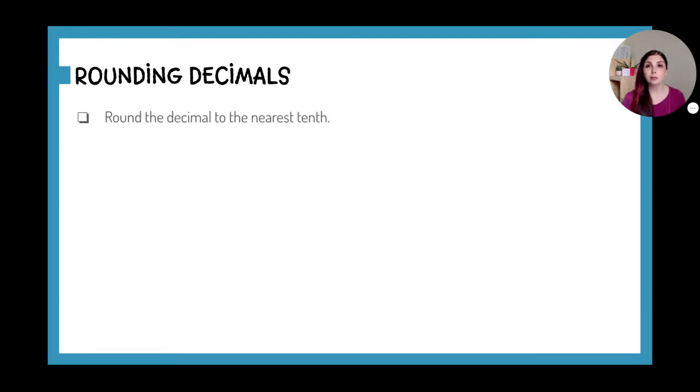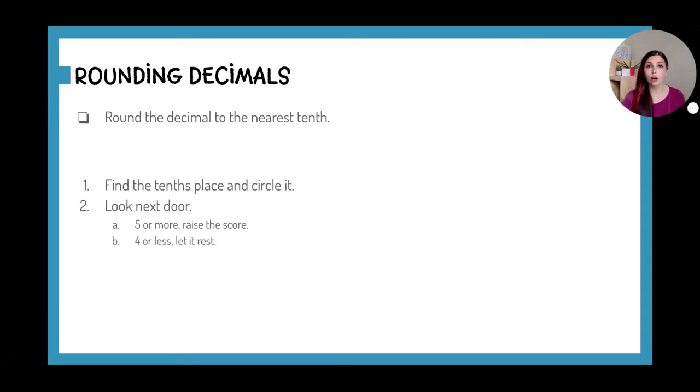First, round the decimal to the nearest tenth, and here's how we're going to do that. First, we're going to have to find the tenths place and circle it. Then we're going to have to look at the digit next door. If the digit is 5 or more, we're going to change the number and move it up 1. If the digit is 4 or less, we're not going to change it at all. And then we're going to apply this rule to the number in the tenths place and get our new rounded answer. So let's try it.